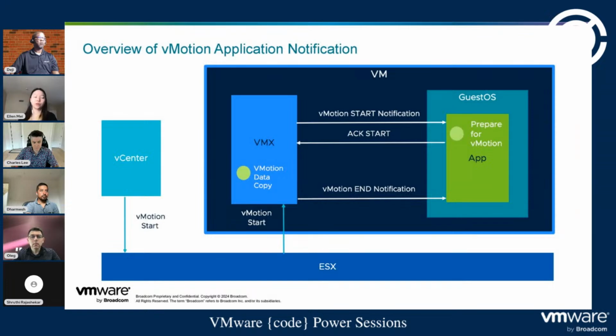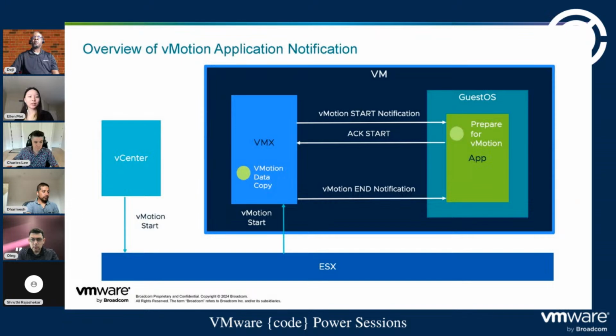Now, let me give an overview of the architecture and how this feature works at a very high level. So here we have the vCenter, the ESXi host, and the VM and VMX host, which is the process associated with the VM, and the guest OS with the app running in the guest OS. The first step is when the vMotion starts from the vCenter, the app is notified of the vMotion start. So it goes from vCenter, ESX, and then through the VMX, it communicates with the app. And this happens before the vMotion actually starts in the ESX data plane.